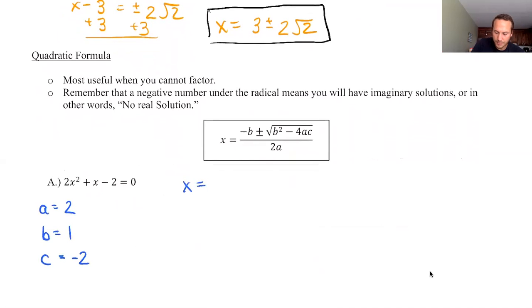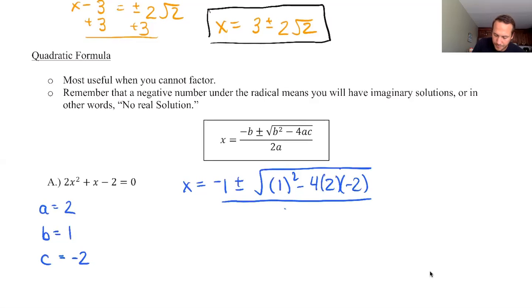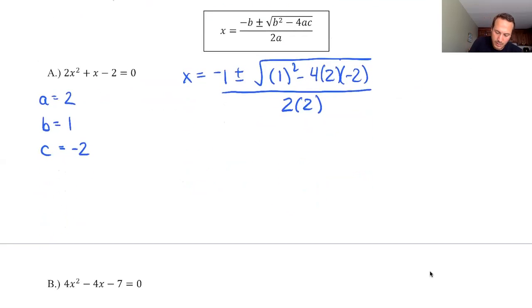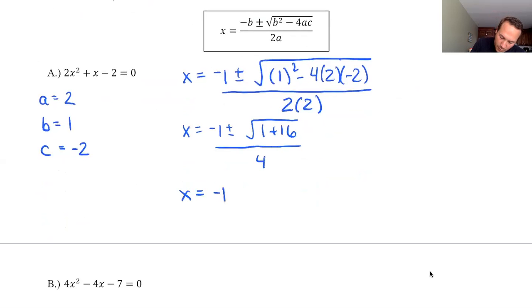If I go in and plug in here, negative b plus or minus the square root of b squared minus 4ac all over 2a. And it's just a matter of plugging in and evaluating correctly here. So this is x equals negative 1 plus or minus, this is going to be 1. 4 times 2 is 8 times negative 2 is negative 16. So this is going to be 1 plus 16 in here over 4. My answer should be x equals negative 1 plus or minus radical 17 all over 4. Okay, that's my answer there.